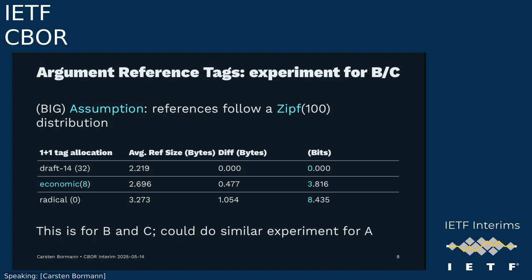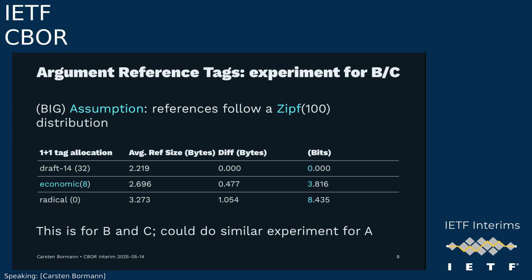Anyway, we said we wanted to have some experiments that give us a better feeling for these numbers. And one experiment I already talked about, where we are assuming a Zipf distribution, and we're looking at B or C. And we have the original draft, which has a B of 32, and that is our baseline here. And going to 8 costs us about half a byte per reference, and going to 0 costs us about 1 byte per reference. So this gives us a feeling for the amount of damage that going to a smaller number does.